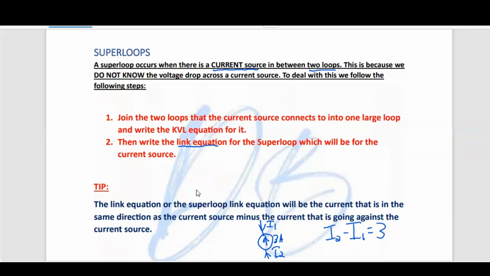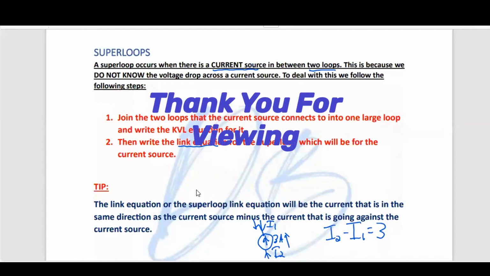And that's how it goes. The current going in the same direction as the current source, subtract the current going against it, will equal the current from the current source. All right, so keep that in mind: the current going with, subtract the current going against, equals the value of the current source.